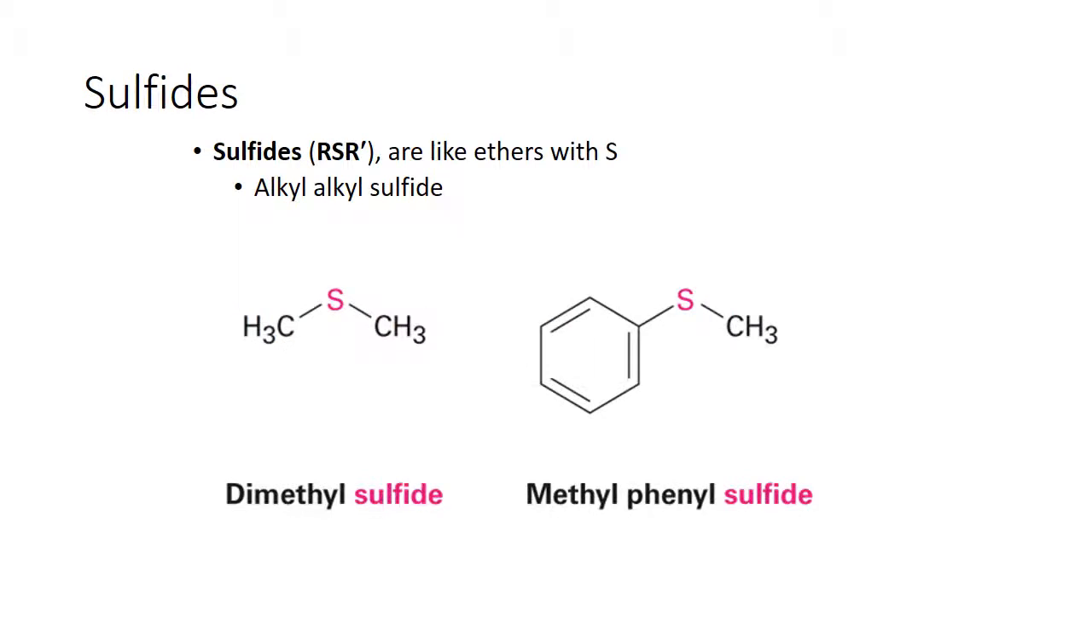Sulfides are like ethers, except there's a sulfur instead of an oxygen in there. We name them very similarly. For instance, right down here, the common name for this compound, if there was an oxygen in there, would be dimethyl ether. But because it has a sulfur in there, we call it dimethyl sulfide. Likewise, over here, this is called methyl phenyl sulfide. Just like with ethers, we put the alkyl groups in alphabetical order.